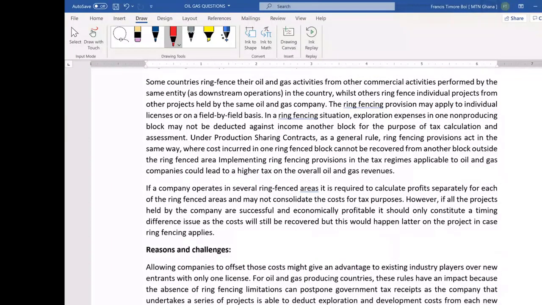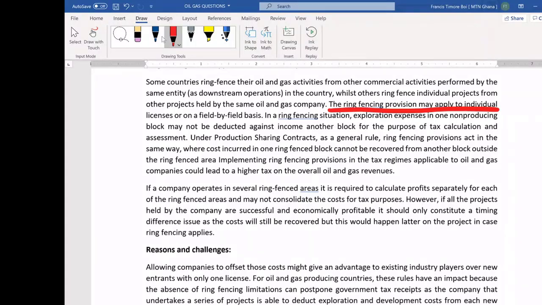You are here, Fred. Some countries ring fence their oil and gas activities from other commercial activities performed by the same entity to back up downstream operations in the country, whilst others ring fence individual projects from other projects held by the same oil and gas company. The ring fencing provision may apply to individual licenses or on a field-by-field basis. In a ring fencing situation, exploration expenses in one non-producing block may not be deducted against income from another block for the purpose of tax calculation and assessment.